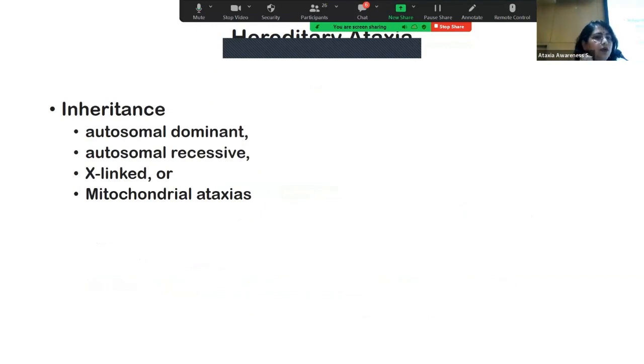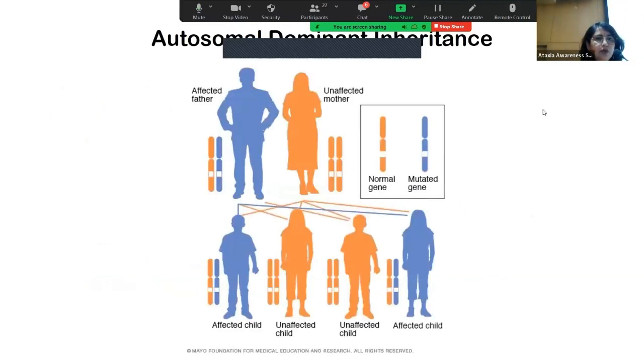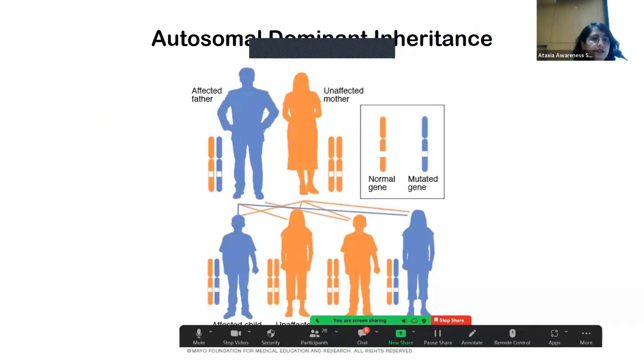So now we sort of talked about autosomal dominant, autosomal recessive, X-linked, and mitochondrial ataxia. So now I just want to give a little bit brief about what these terms mean and then what are the mutations that will pass on in this fashion. So we'll start with autosomal dominant. I hope we can see it.